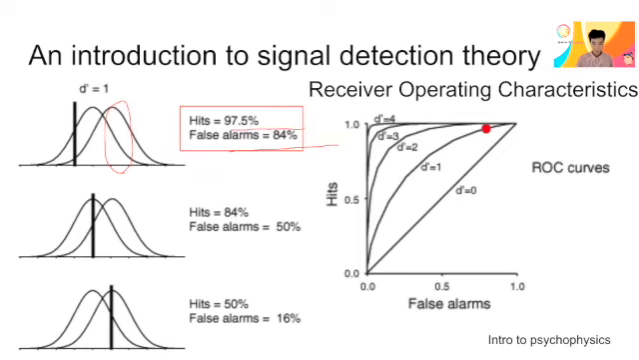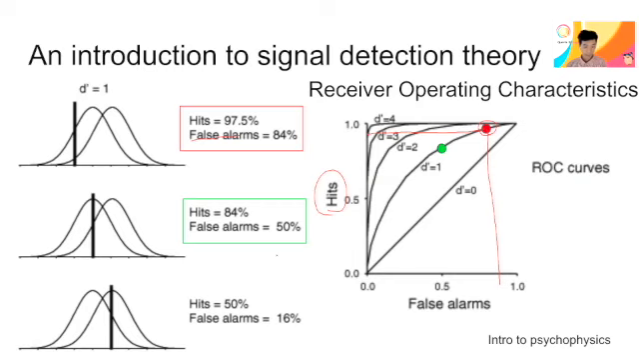Instead, if you use the receiver operating characteristic introduced from signal detection theory, then we can reduce this kind of confusion. When you have this particular criterion that corresponds to hits 97%, with the y-axis being hits and the x-axis being false alarms, 84%, you draw one dot. Then you try another one by looking at 84% hits and false alarm 50%.